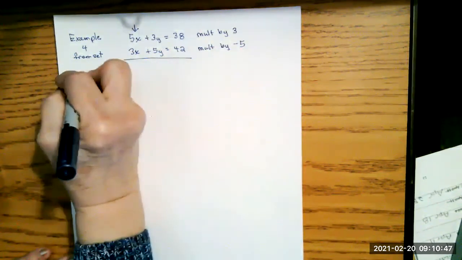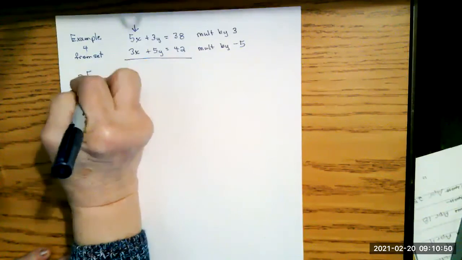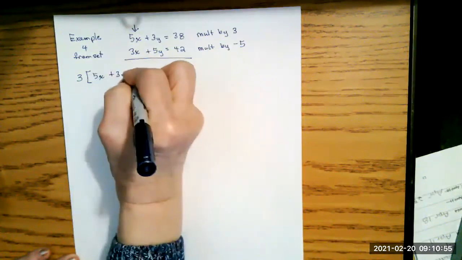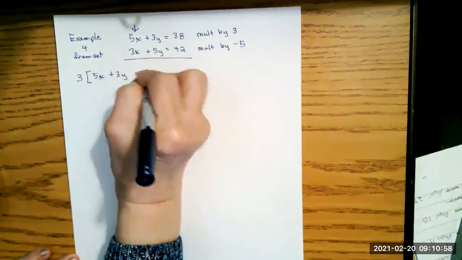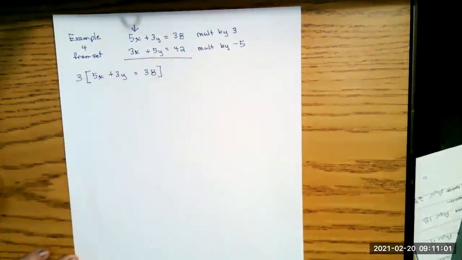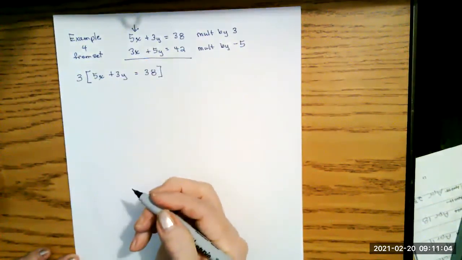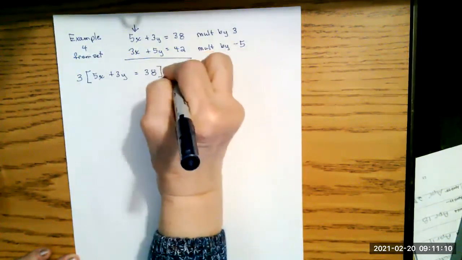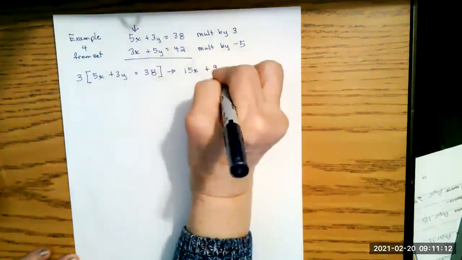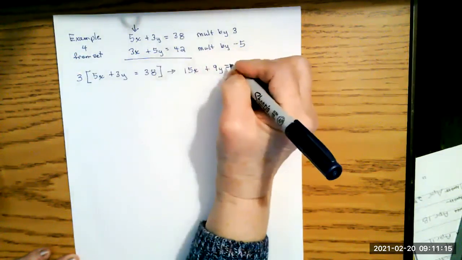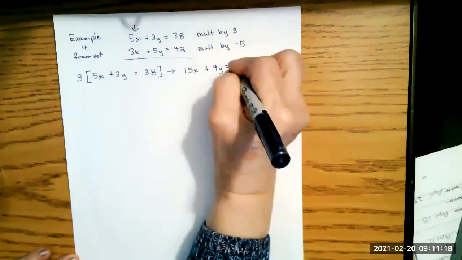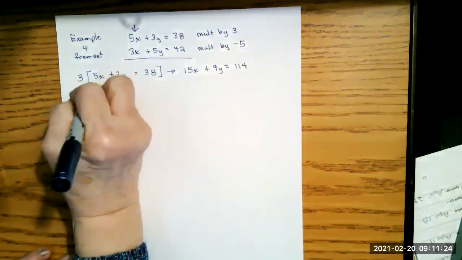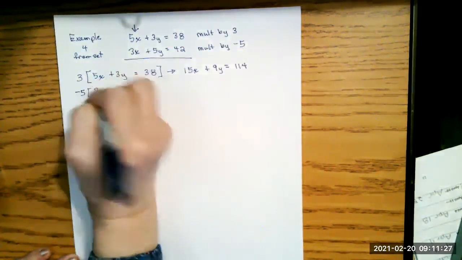I'm going to take my 3 and multiply it by the 5x plus 3y equals 38. I'm multiplying everything in the equation. Actually, what I'm doing is multiplying both sides of the equation by 3. That will give me 15x plus 9y equals 114, I believe. Now I'm going to use a negative 5 to multiply by the second equation.